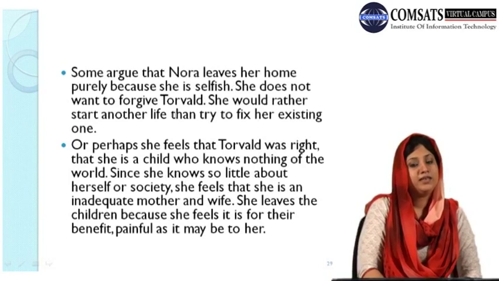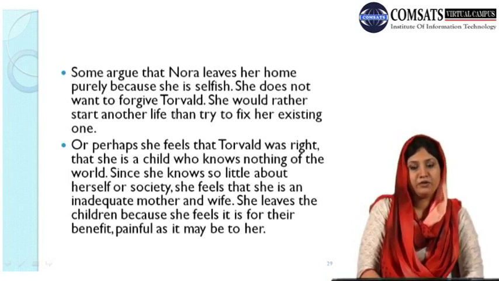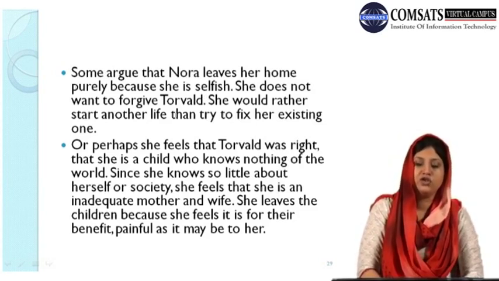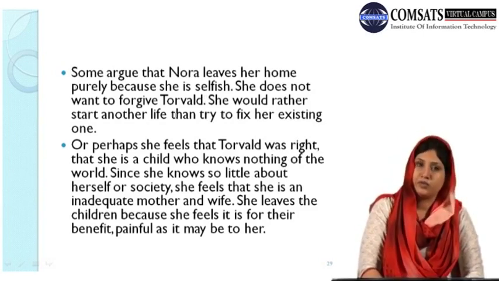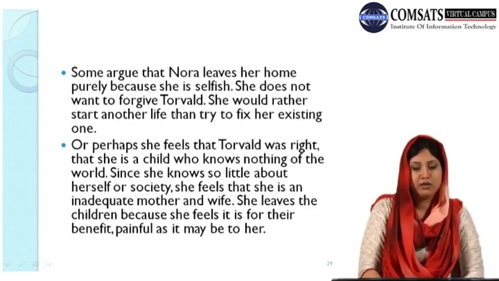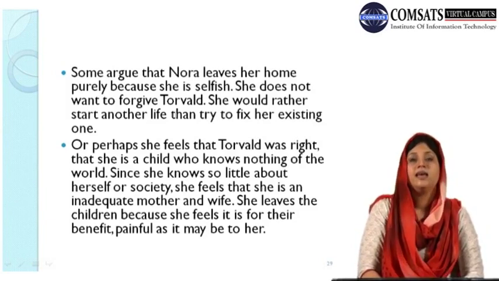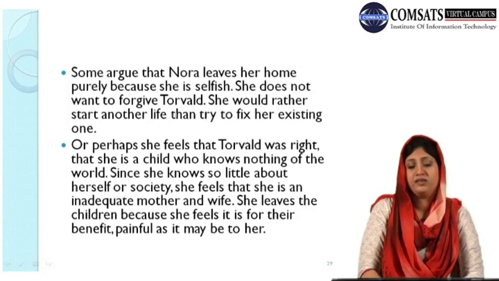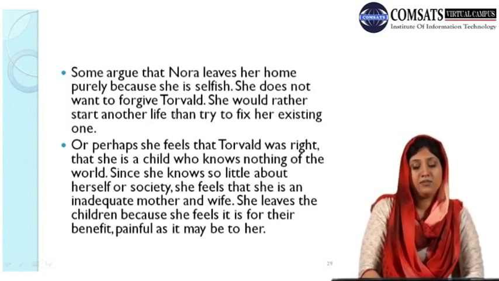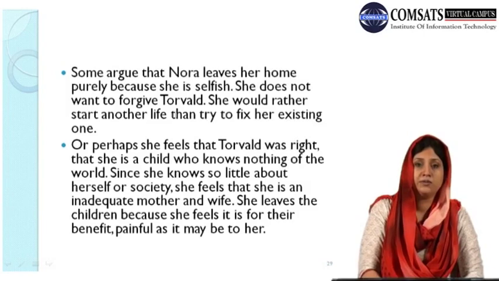Some argue that Nora leaves her home purely because she is selfish. This is a criticism of Nora's character, and that she does not want to forgive Torvald. She would rather start another life than try to fix her existing complexity of life. Or perhaps she feels that Torvald was right, and she is a child who knows nothing of the world. And since she knows so little about herself or society, she feels that she is an inadequate mother, an improper wife, and hence she leaves the children because she feels it is for their benefit, although it is painful to her, but she is leaving for their benefit to become better persons without her.